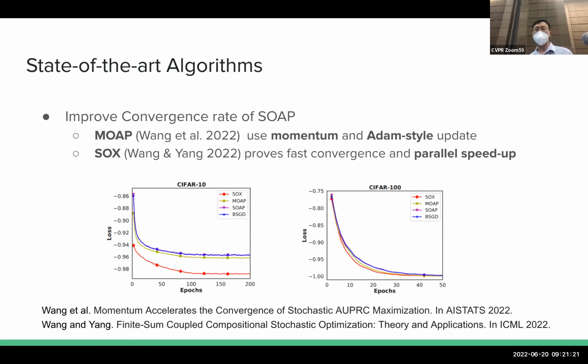And recently we also further improved the algorithm and the convergence and the theory for the SOAP algorithm. In the AS search paper, we proposed another algorithm called MOPE. We basically use a momentum Adam style update, showing that it has a faster convergence. And in the recent ICML paper, we prove even faster convergence, showing that the convergence can be accelerated by using mini batch examples. And we also show that by sampling the same number of positive or the same number of negative examples, we could have faster convergence.